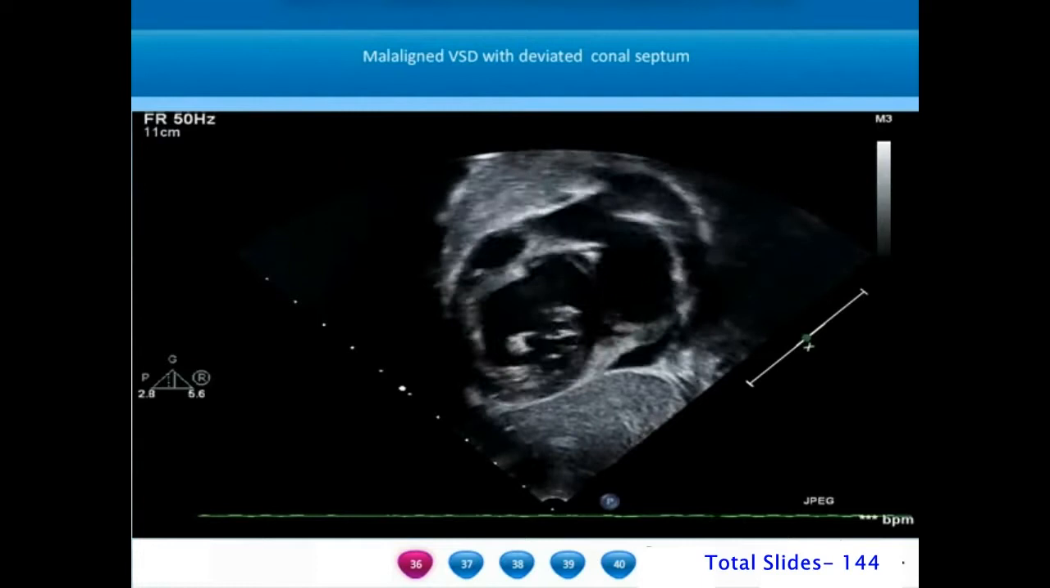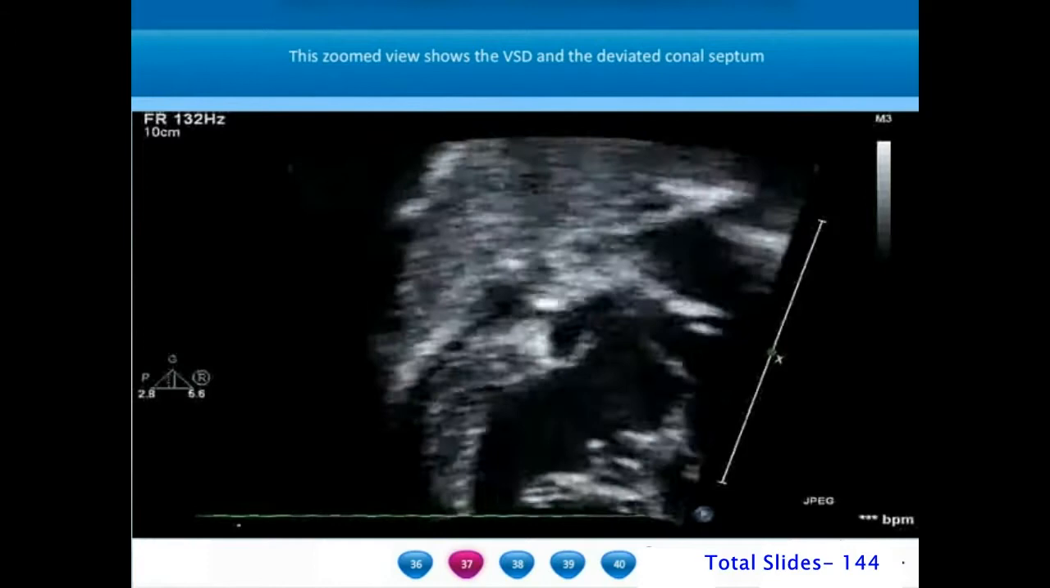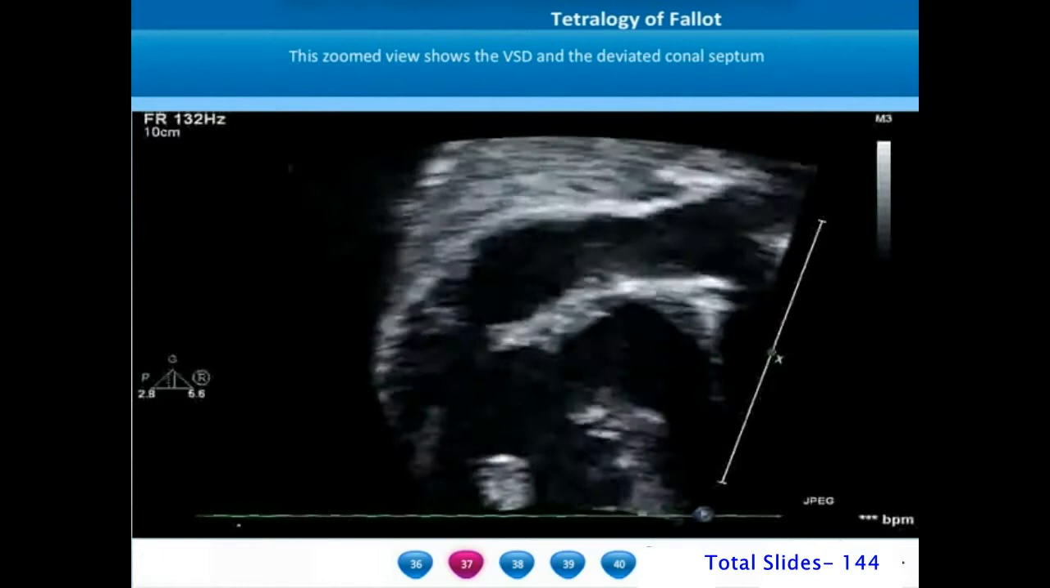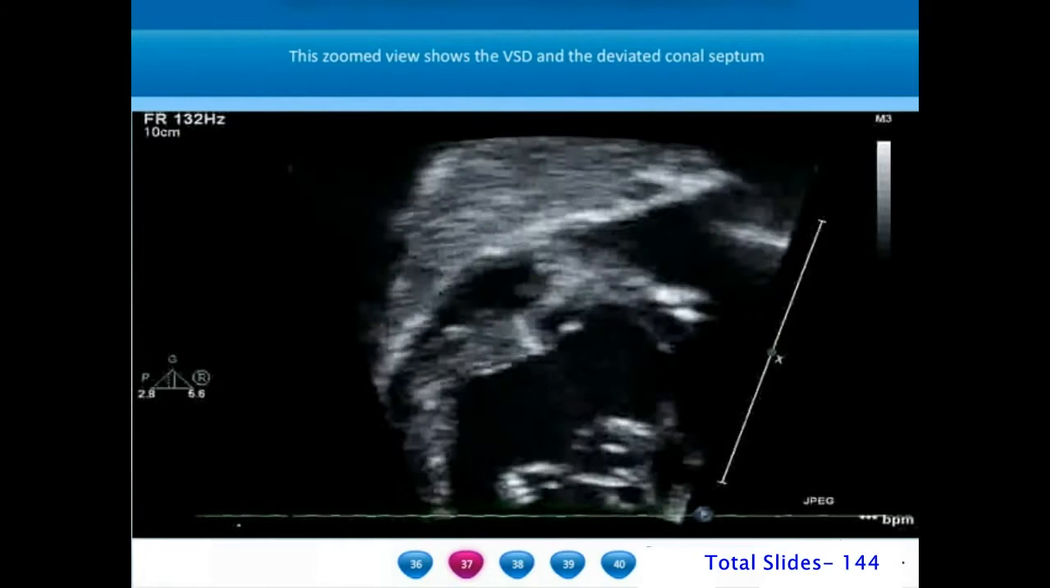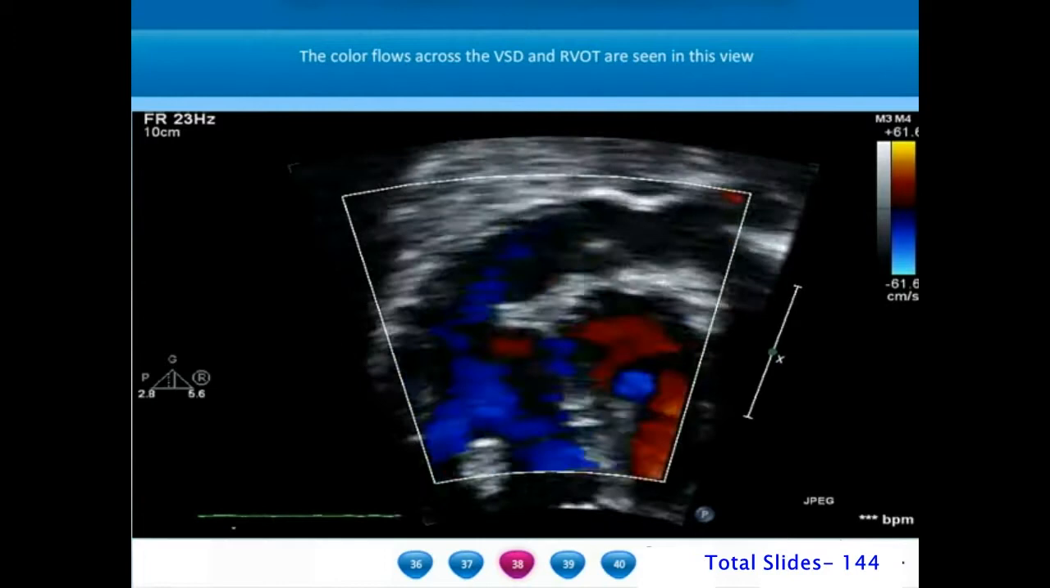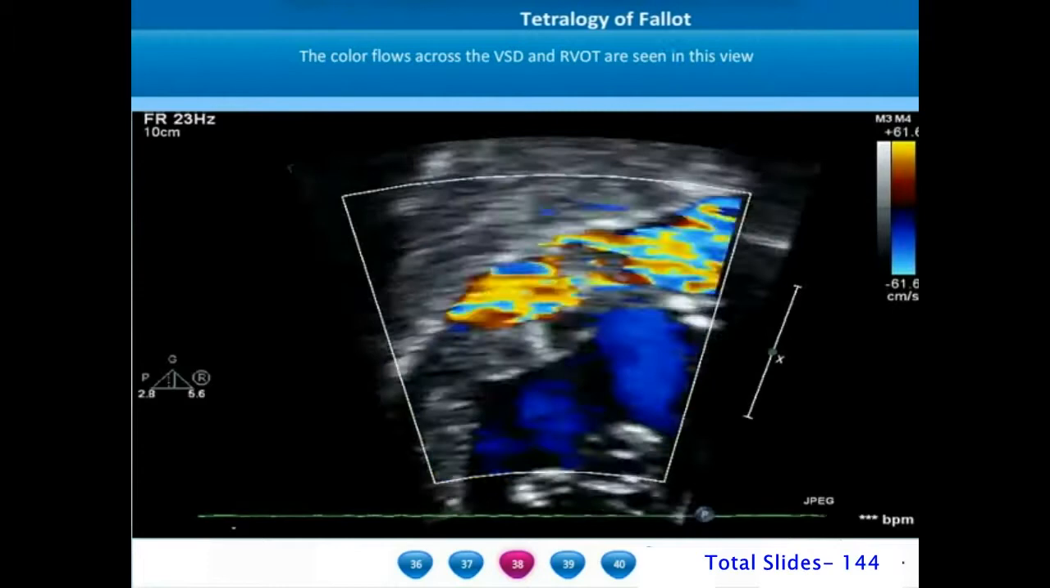In this subxiphoid short axis view, we can notice the large malaligned ventricular septal defect and the anterior deviation of the coronal septum. The coronal septum seems to be protruding anteriorly towards the anterior wall of the right ventricular outflow tract, thereby narrowing the entry into the infundibulum. On color flow Doppler interrogation, we can notice the turbulence originating from this anteriorly malaligned coronal septum.